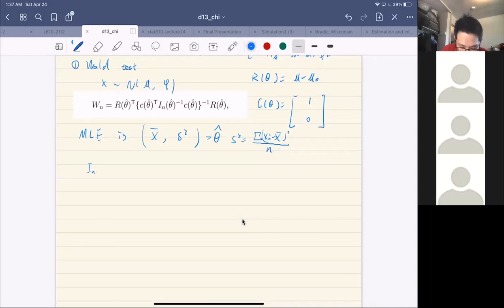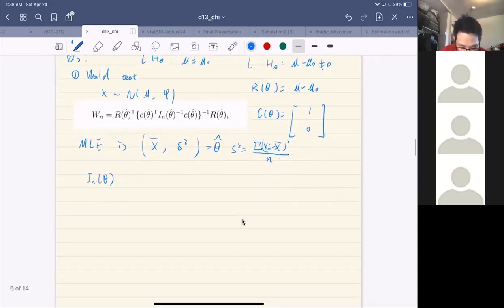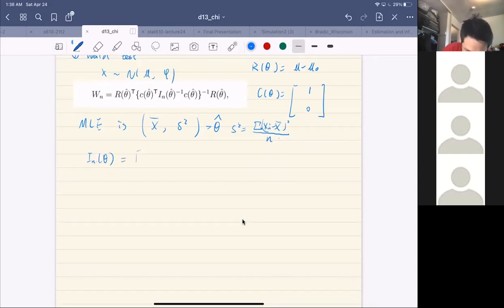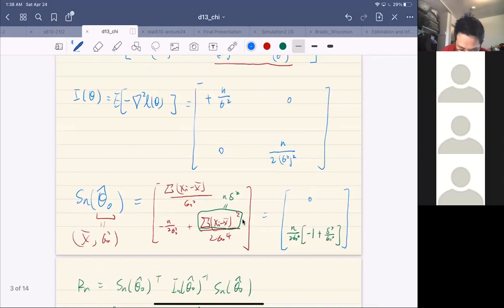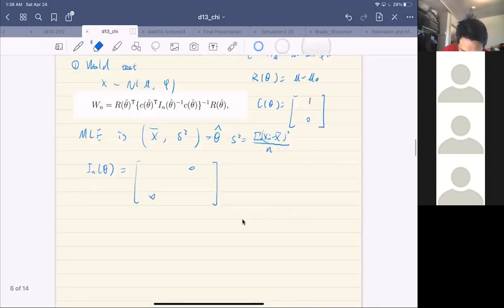What is I_n theta? We derived the I_n theta in question 1, so we can use this. Because they are all normal distributions, the I theta is the same. It will be like this: n divided by sigma square. Okay, I should use phi, so it's phi square. Then we plug in the formula.